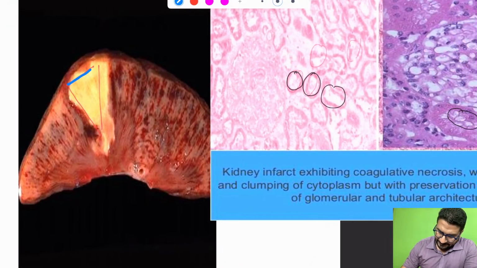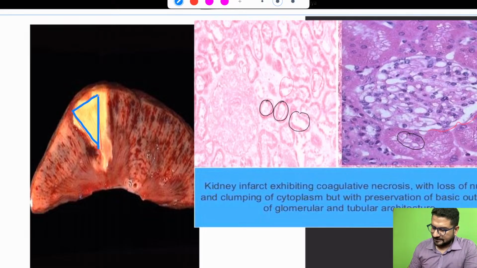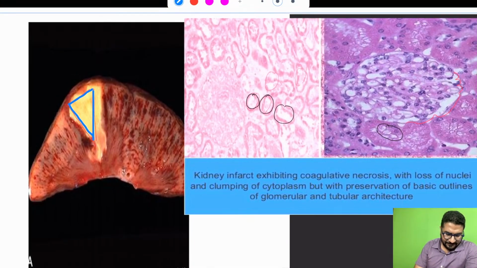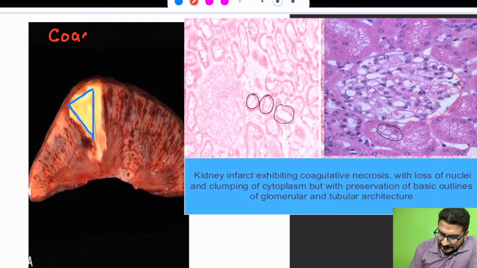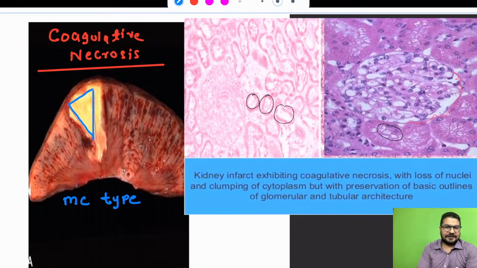This is a typical wedge shape infarct. Then here sometimes you will notice the nucleus कभी कभी गायब हो जाएगा. Sometimes the nucleus is there, sometimes the nucleus is not there, right? So this type of necrosis is called coagulative necrosis. Understand this thing, this is the most common type of necrosis, and sometimes in this necrosis the nucleus will disappear, right?